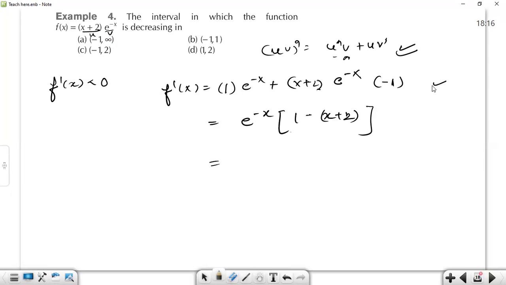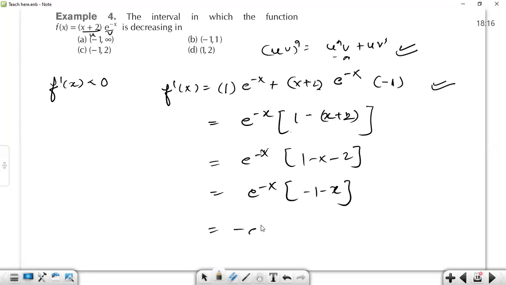Okay, is this clear to everyone? Yes, sir. Please unmute both of you and keep responding so that I know students are there and listening. Further, e raised to power minus x into 1 minus x plus 2. So 1 minus x minus 2 will become e raised to power minus x into minus 1 minus x. Taking minus common, we get minus 1 plus x.